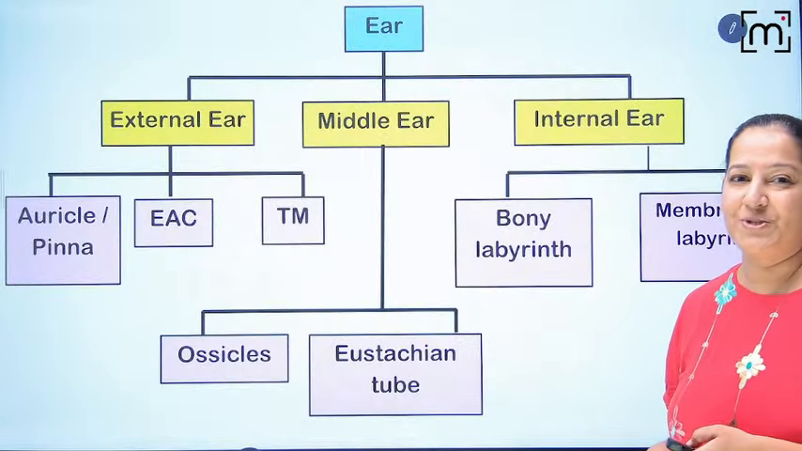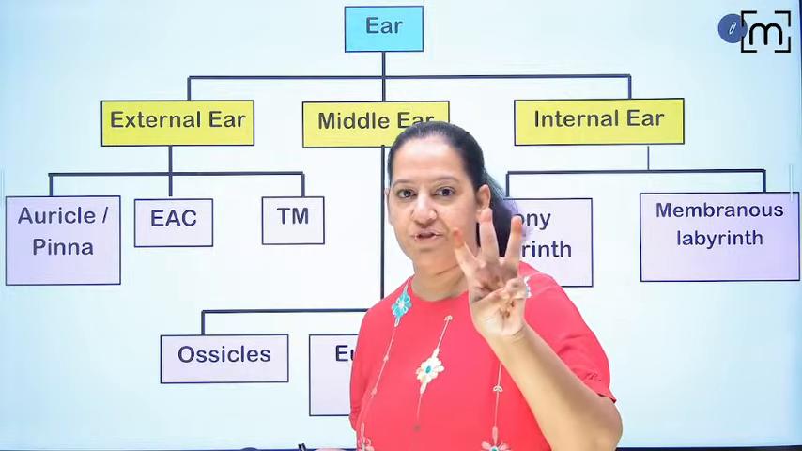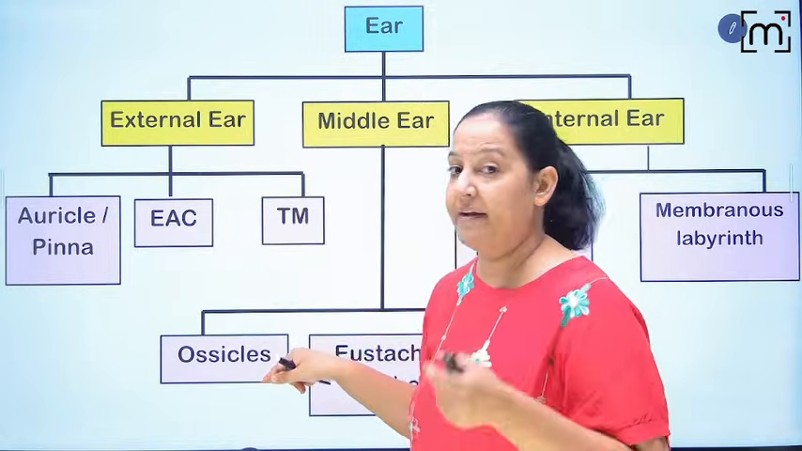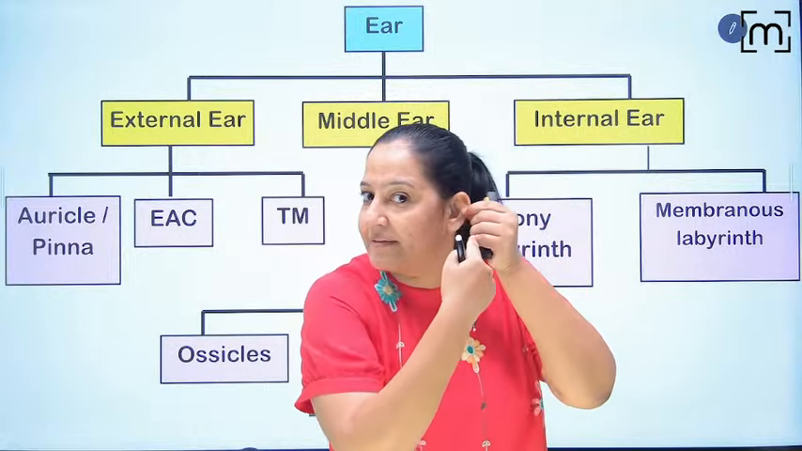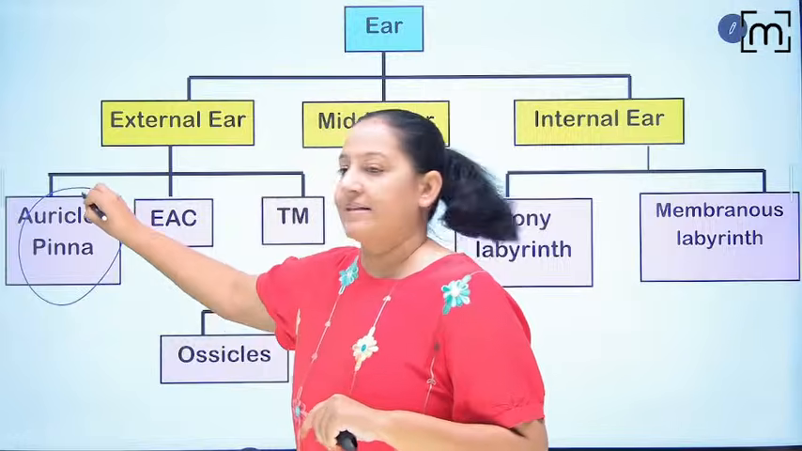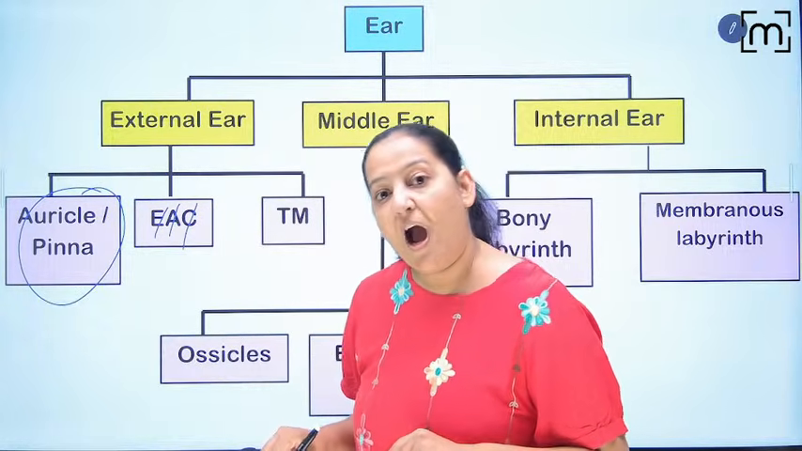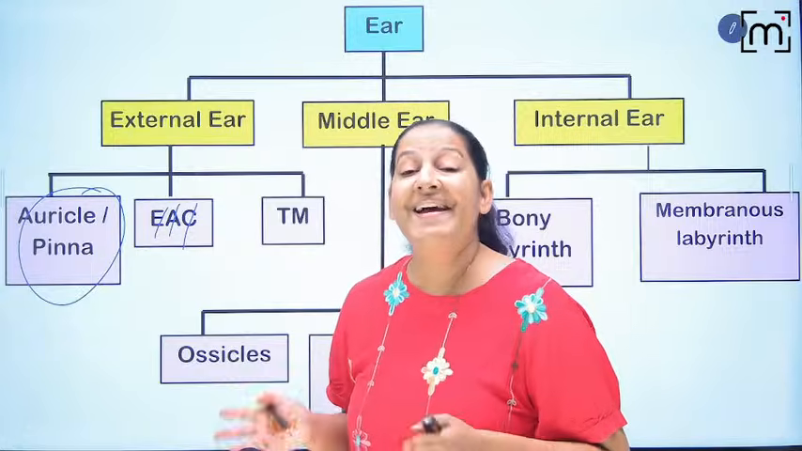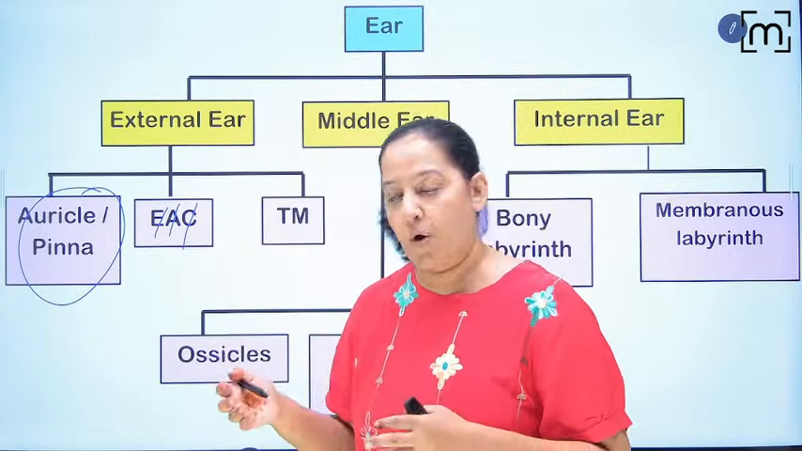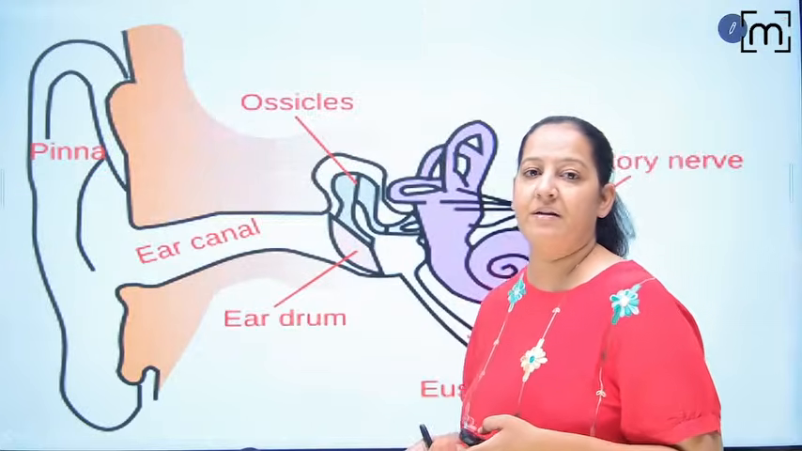You can see the 3 portions over here. Now, external ear is again divided into 3 portions. It's pinna. Can you see my pinna? This is my pinna. I will show you in the model also. This is pinna or auricle. Then external auditory canal or external acoustic canal, whatever you say. I will show you. It is EAC, and tympanic membrane. These 3 portions are in the external ear.